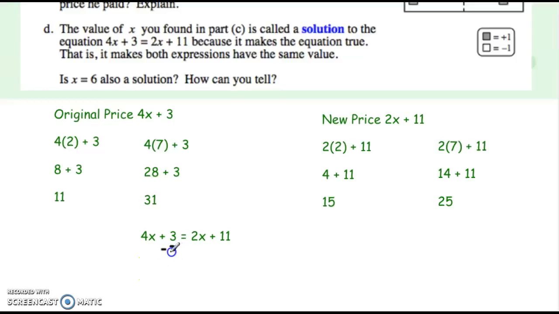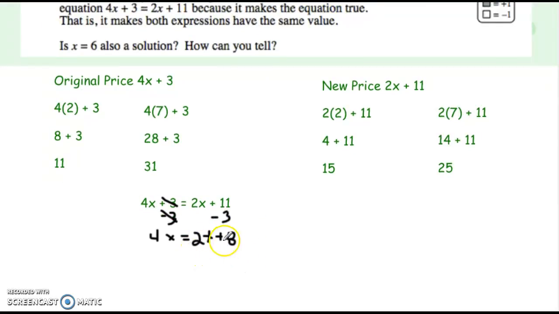To get X by itself, the first thing I'm going to do is subtract 3, which undoes the 3. So a positive 3 and a negative 3 equals 0. So I'm going to subtract 3 from the left, which means I also need to subtract 3 from the right. On the left, I'm going to end up with 4X equals 2X, and then I have 11 minus 3 is 8. Okay. So now I have 4X equals 2X plus 8. Now I'm going to move the X's all to one side. So I'm going to subtract 2X from the right because a positive 2X and a negative 2X would cancel each other out.